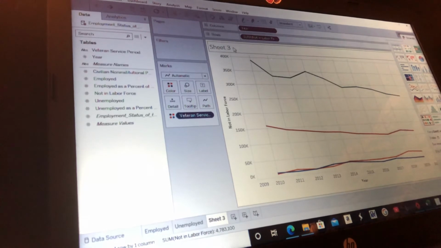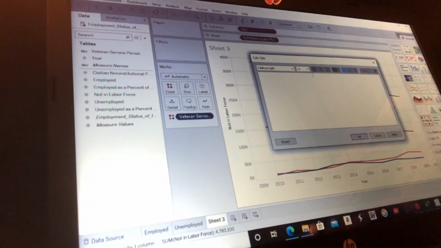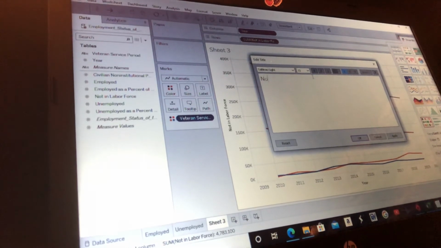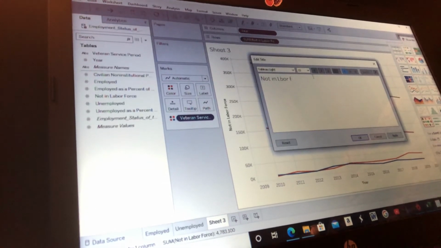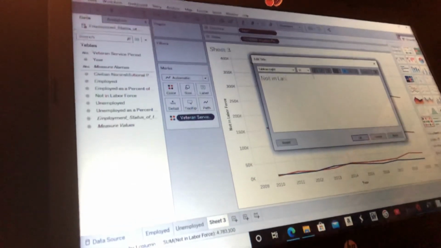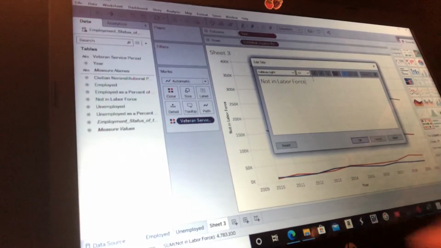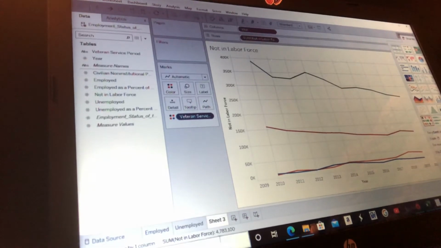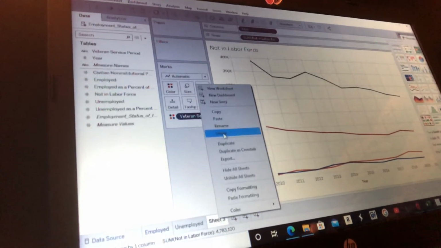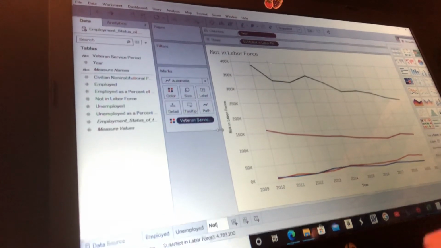I'm going to rename the sheet not in labor force. And I'm also going to rename the other sheet, right click, rename, not in labor force.